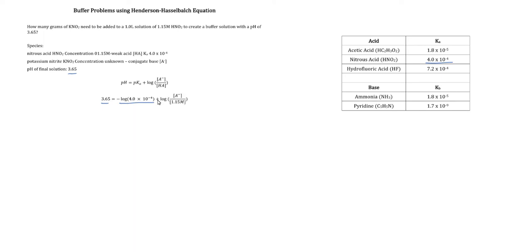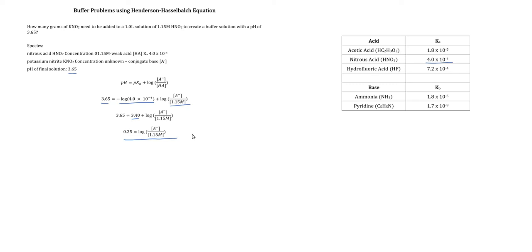Now, we don't know the concentration of our conjugate base. However, we do know the concentration of our weak acid. So I'm just going to leave the conjugate base in this term as just the concentration of A minus. Okay, let's do a little simplifying. Let's take the negative log of our Ka. Here you can see we get 3.4. Again, I'm going to combine like terms, so I simplify down to this. This is looking a little bit more like, okay, I can solve this equation.